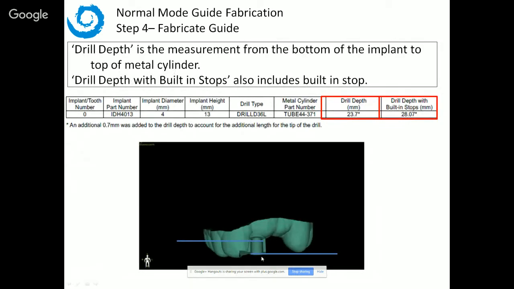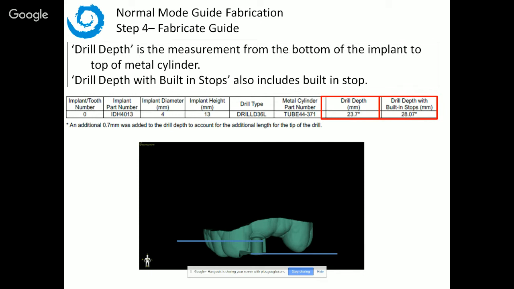You could see here the two blue lines indicated on the surgical guide. The drill depth is a combination of three factors. Okay, the drill depth generally is the length of your implant plus the space between the top of the implant and the top of the surgical guide, which we call the offset, and the lip of the metal cylinder. That's your drill depth. That's how long your drill has to be without any stops on it. The drill depth with the built-in stops is the same thing, but instead of being the upper blue line, it's the lower blue line. That's the value that includes the built-in drill stops.